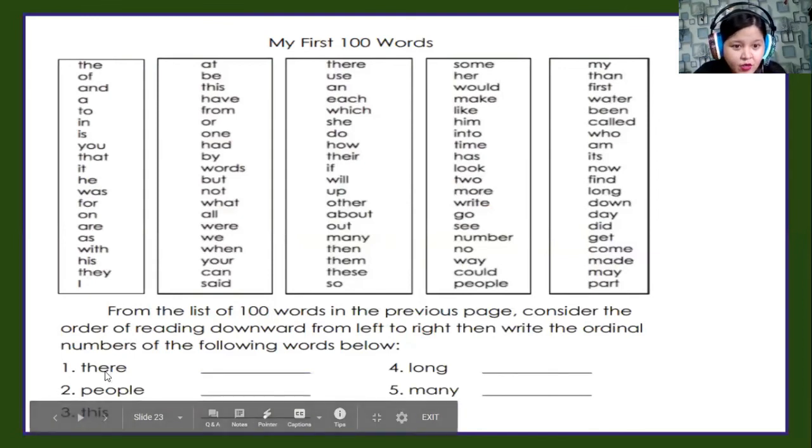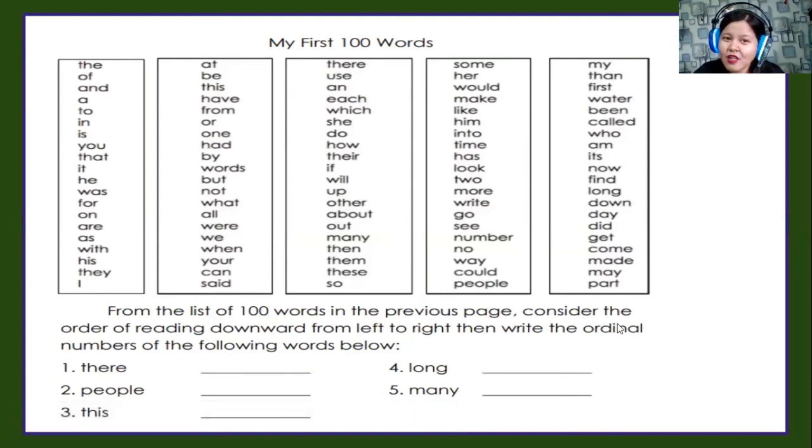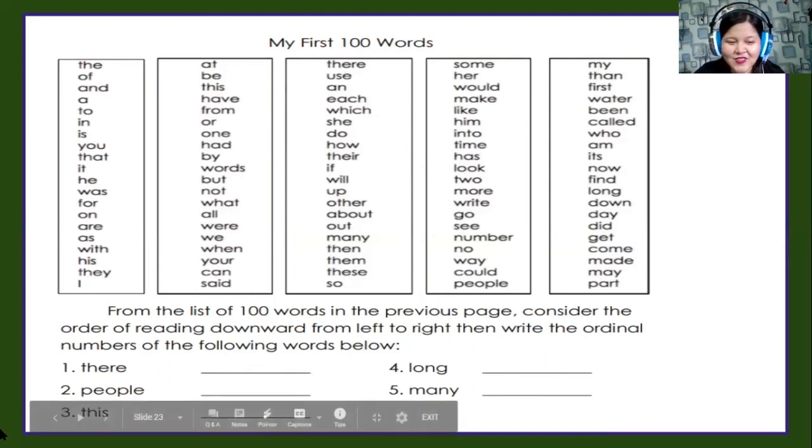So you can tell what is the ordinal number for the word. For example, where is the word 'there'? There, you go. After writing all their ordinal symbols, you can finally determine the ordinal number for the word 'there'. Do this on your module later.